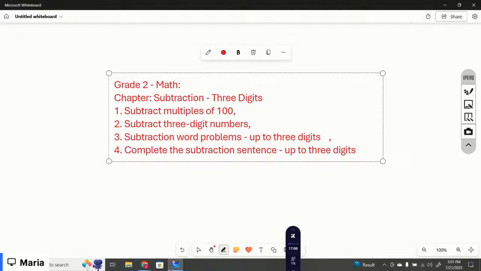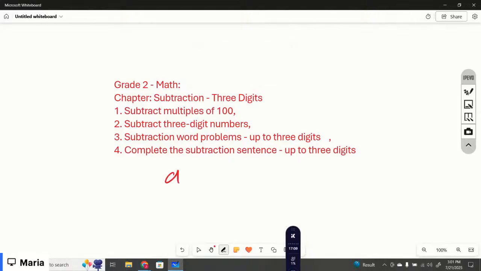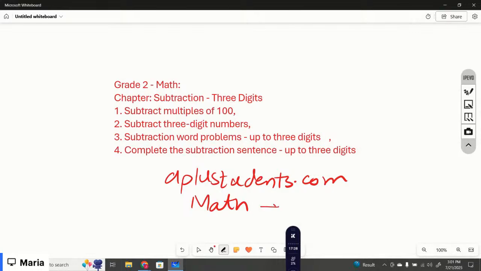We are here for grade 2 math. You can find all the lessons on aplusstudents.com. You have to log in there using your email address and password as provided by the administrator. Then you have to select math from the subject tab. Scroll down to grade 2 math and then click on view all lessons. There you can find a list of the chapters.